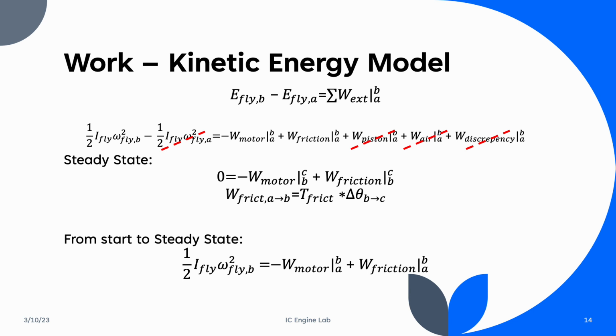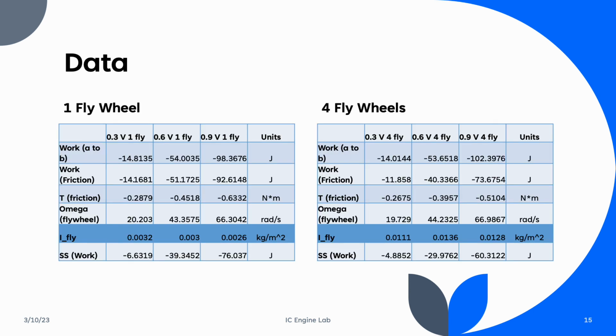Then on the same graph from start to steady state, the inertia of the flywheel can be found using the difference between the work due to friction and the work due to the motor, as well as the angular velocity. Using the equations on the previous slide, each of these values can be found.